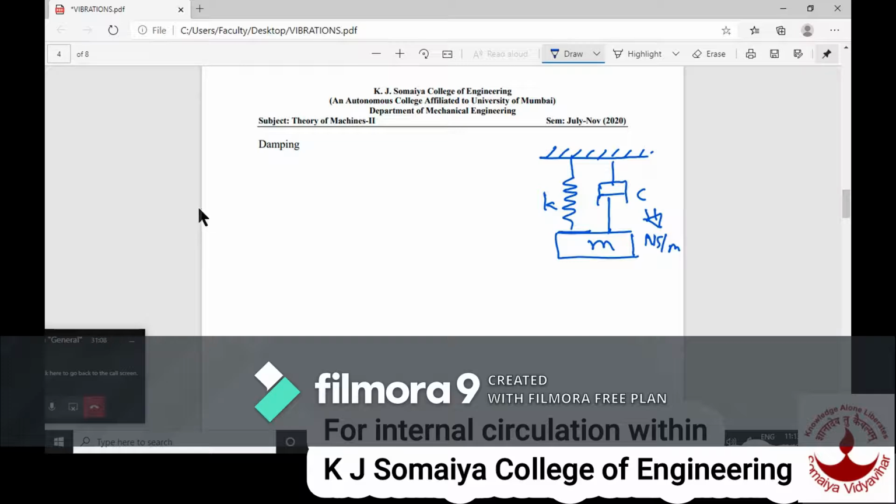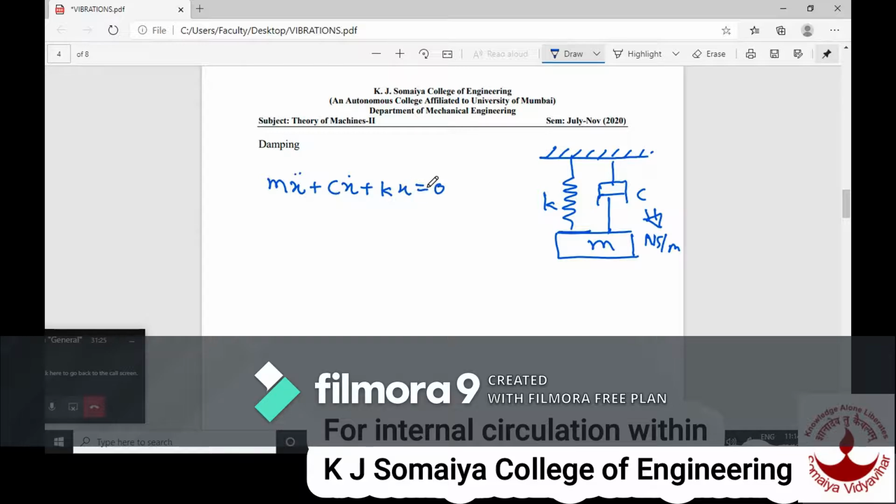Now here in this case, if I write the equation of dynamic equilibrium for this system, that will be written as m x double dot plus c x dot plus kx is equal to 0.